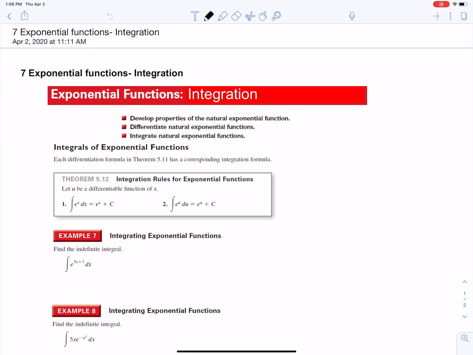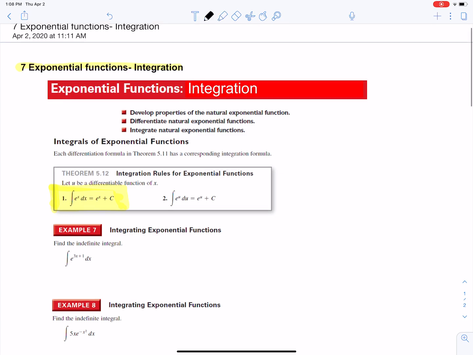So the second part of this lesson is integrating exponential functions. Just like we did with the log functions, we're going to use a lot of integration by substitution. Kind of the key idea is that the derivative of e to the x is e to the x. So the integral of e to the x is just e to the x. And again, if I have an indefinite integral, I have to make sure I put my plus c.